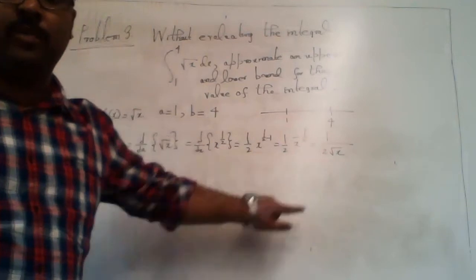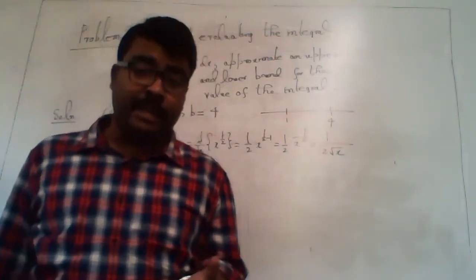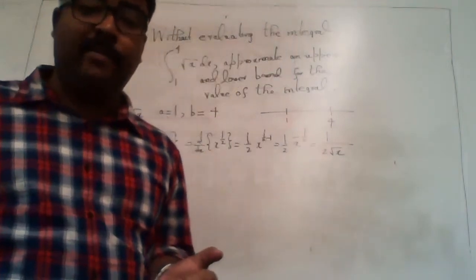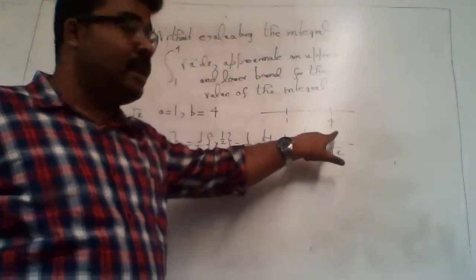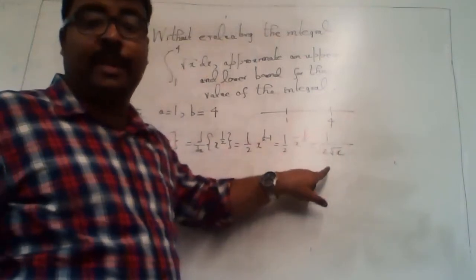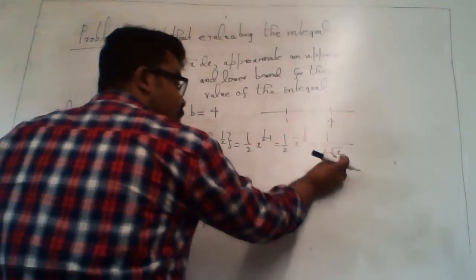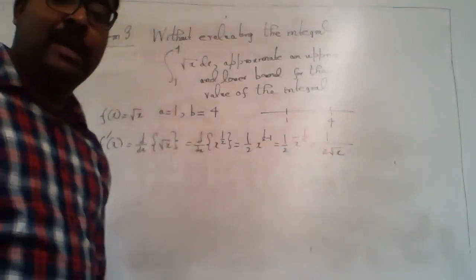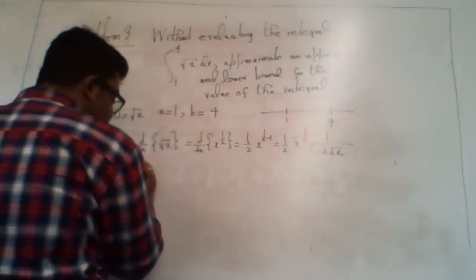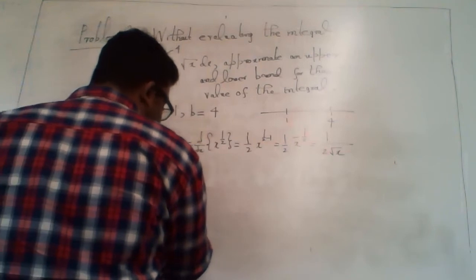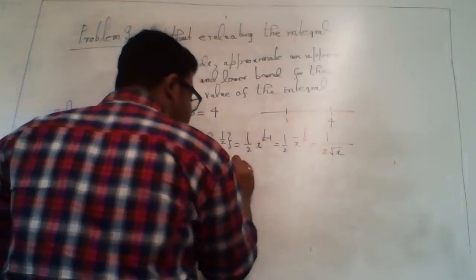How do we find the critical points? We find the critical points by equating the numerator and denominator of the fraction to 0. Here in the numerator I have nothing, in the denominator I have 2 square root of x. So equating the denominator to 0, I get 2 square root of x equals 0. Solving, I get x equals 0. So x equals 0 is the critical point.